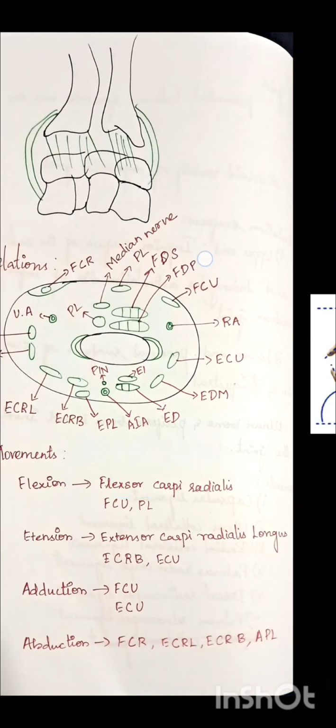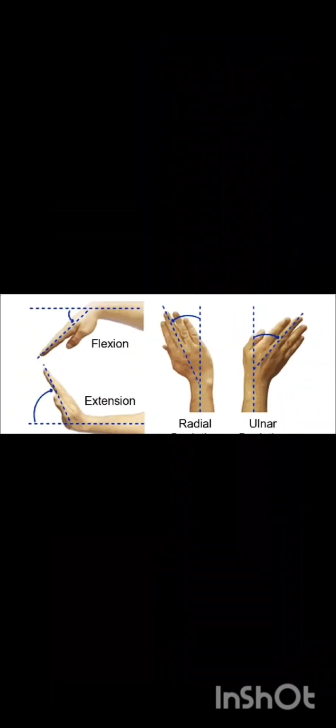Coming to the movements, this is the flexion. Flexion is the downward movement of the hand, and extension is the upward movement of the hand. So for abduction, this is the axis. The action towards the medial side of the body is referred to as adduction. This adduction is also known as ulnar deviation, whereas abduction is known as radial deviation. So these are the main actions of the wrist joint.